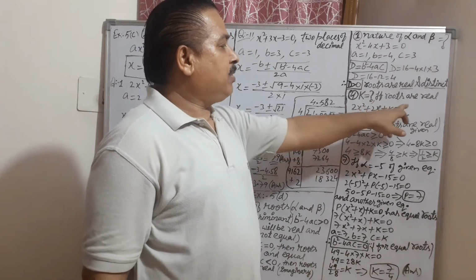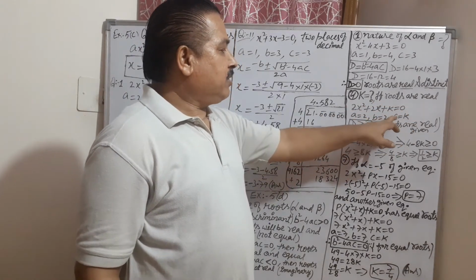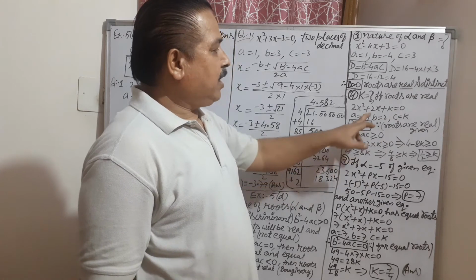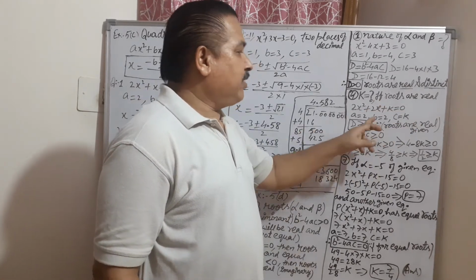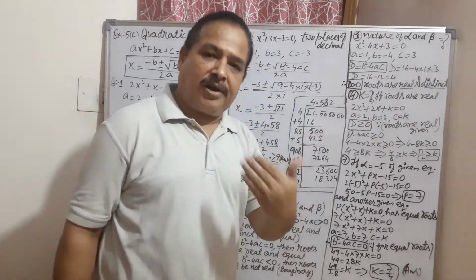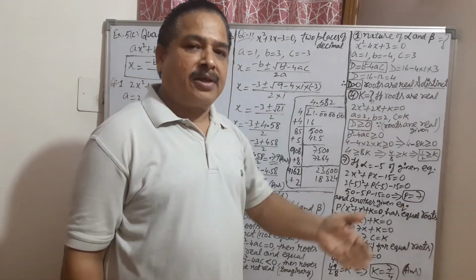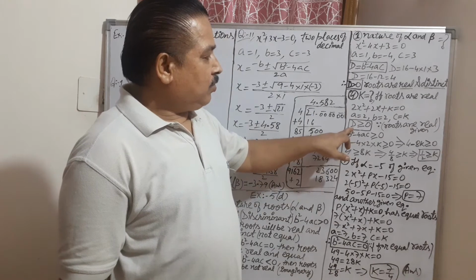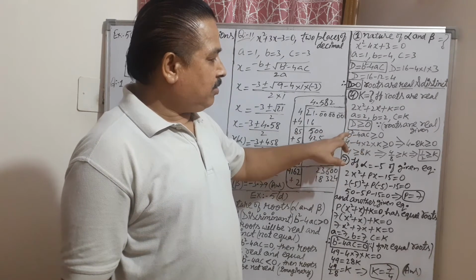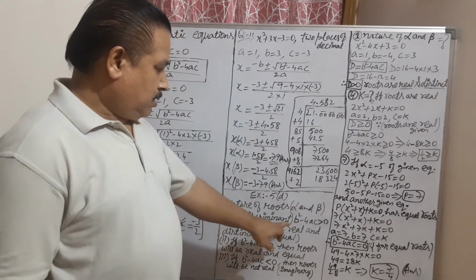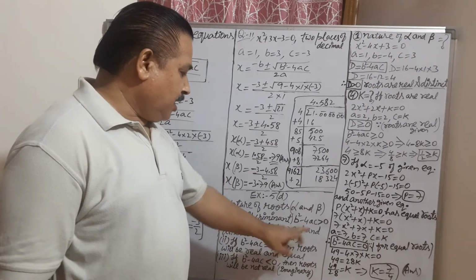Find the value of k. Now see question number 4. This equation is given, and roots are real is given, so for this equation the nature is already given. The nature is that roots are real. So when roots are real, discriminant will be greater than 0. See here, discriminant is greater than 0, roots are real.